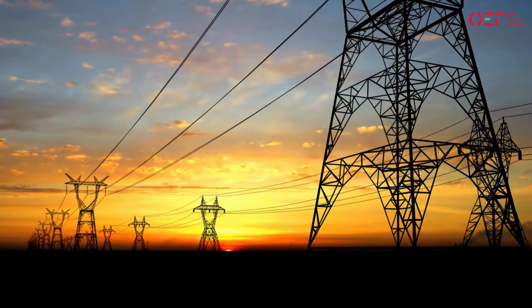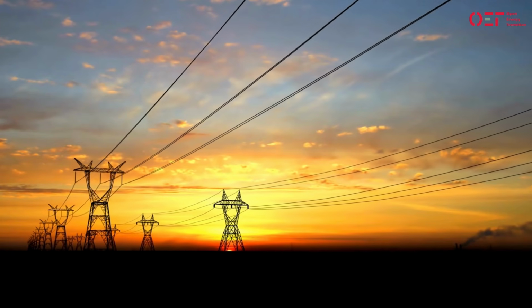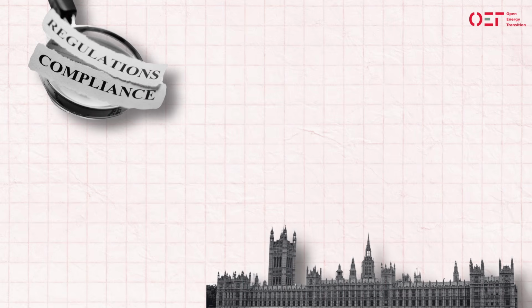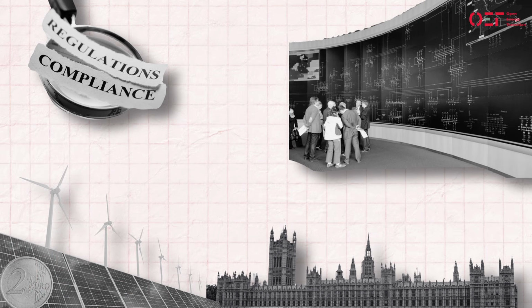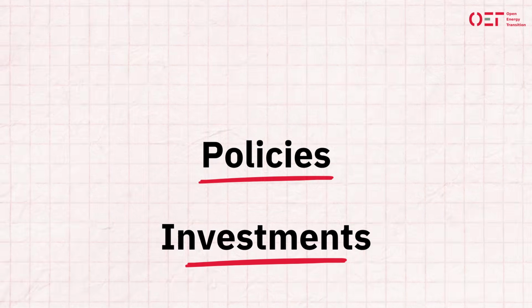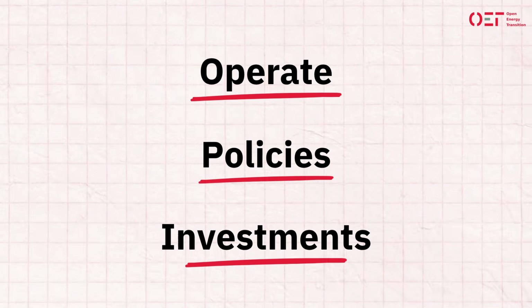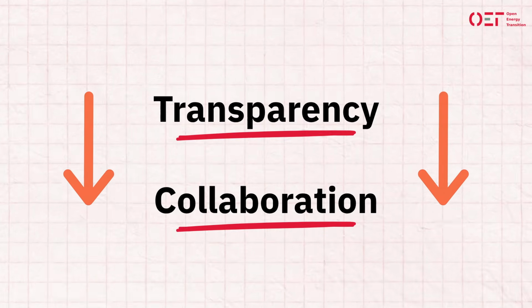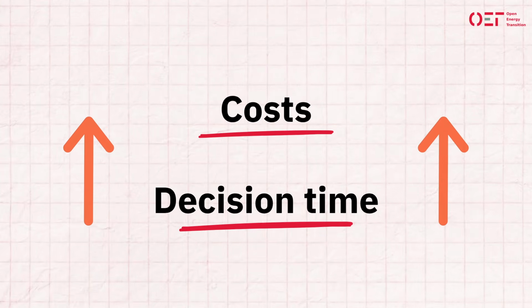The global energy system is undergoing a rapid and important transformation to decarbonise and electrify our societies. However, governments, regulators, system operators, and investors increasingly depend on quantitative models to design policies, guide investments and decisions, and operate a secure energy system. But many of these critical decisions and analyses still rely on proprietary software, closed data, and locked models, which decreases transparency and collaboration and increases costs and decision time.